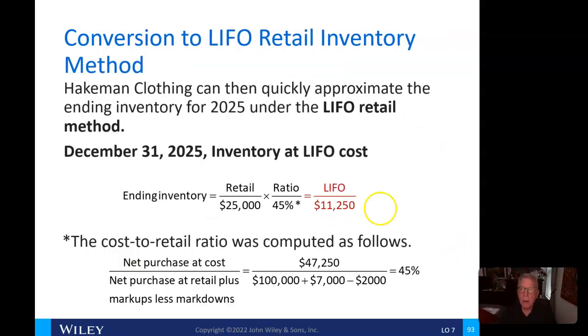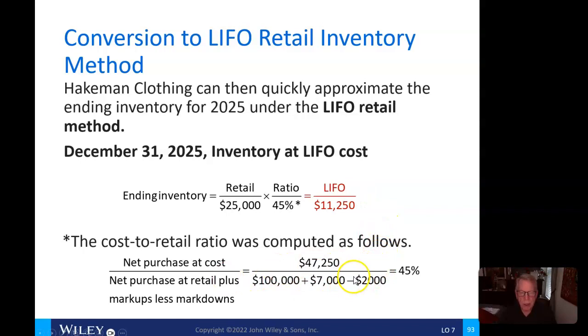Okay, now if we convert to LIFO retail inventory, Hakeman Clothing can then quickly approximate the ending inventory for 2025 under the LIFO retail method here. So how would we do that? We take the December 31, 2025 inventory at LIFO cost. So we would take retail, 25,000, times our ratio, and that's going to give us LIFO of 11,250.